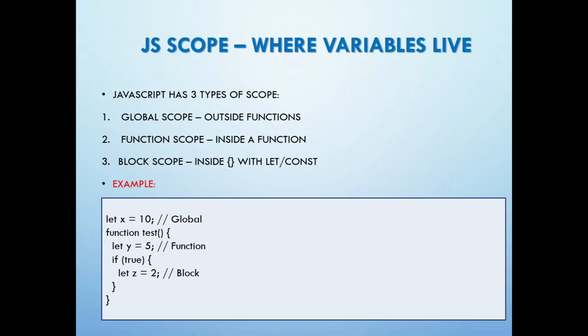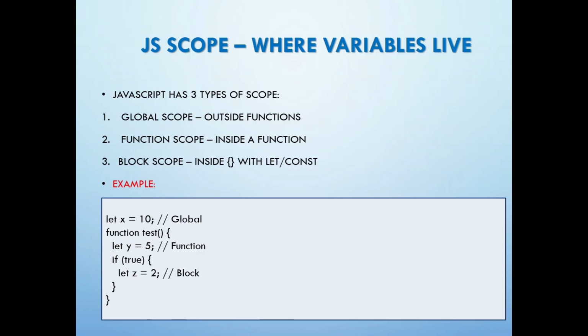Next we will see JS scope, where JavaScript has 3 types of scopes. First one is global scope, next one is function scope, and next one is block scope. Global scope is when we declare a variable outside a function, function scope is when we declare a variable inside a function, and block scope is inside parentheses where we use the variables let and const.